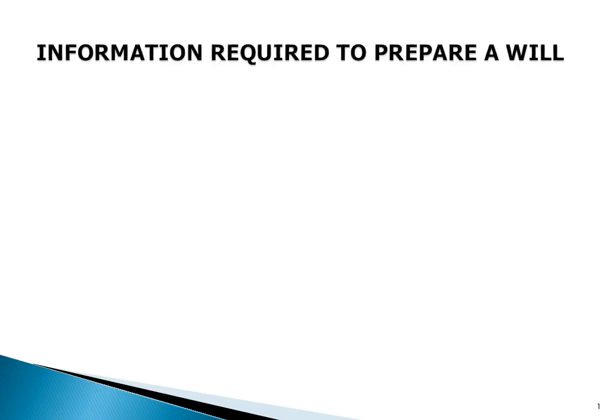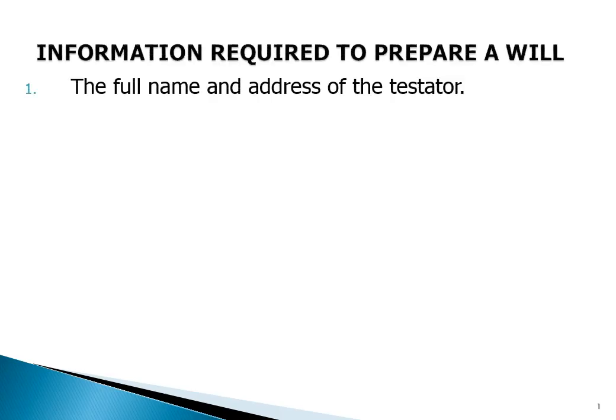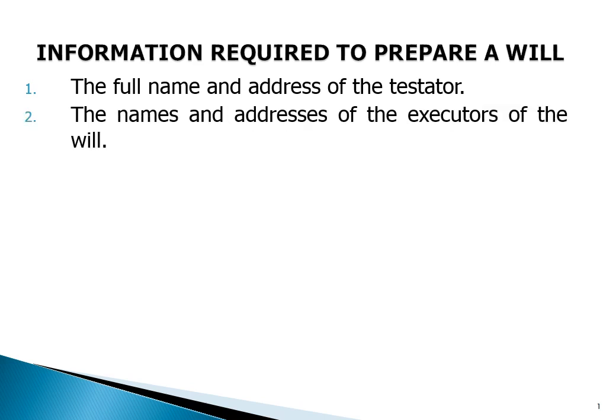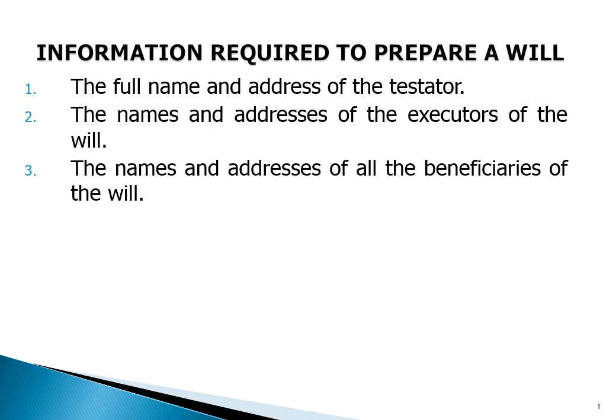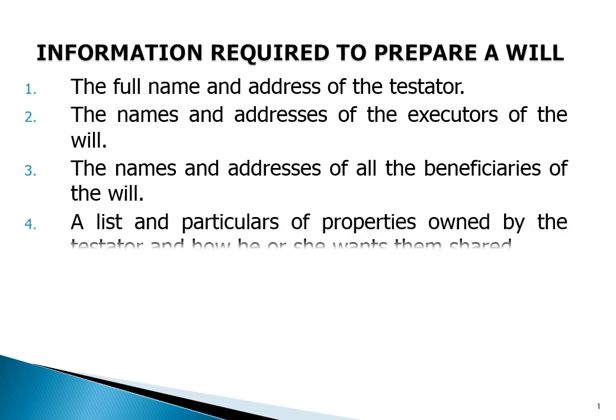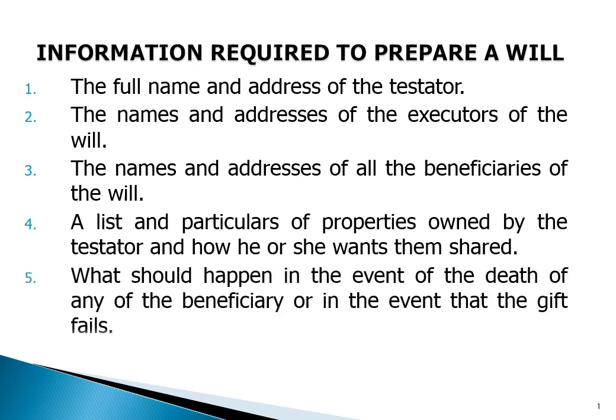Information required to prepare a will. 1. The full name and address of the testator. 2. The names and addresses of the executors of the will. 3. The names and addresses of all the beneficiaries of the will. 4. A list and particulars of properties owned by the testator and how he or she wants them shared.